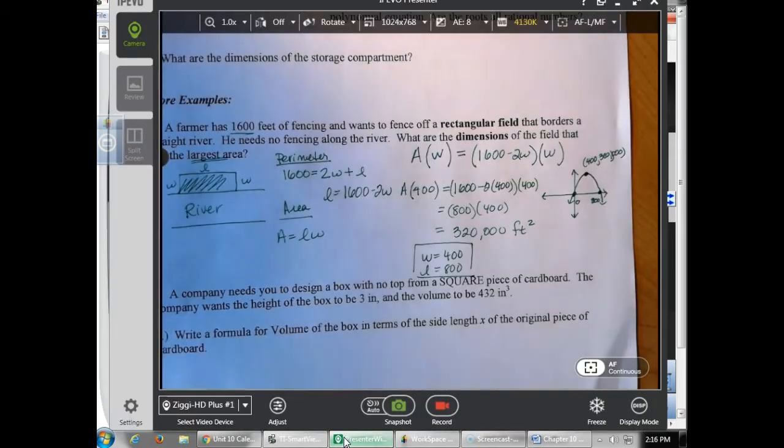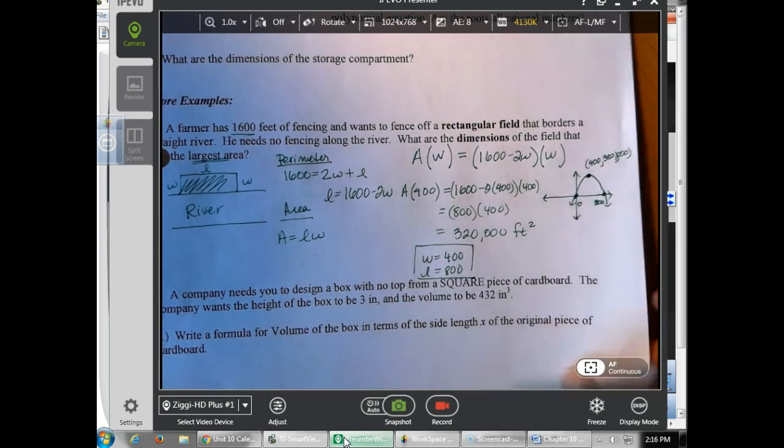All right, so our answer is we would have a width of 400 and a length of 800. Okay, let's do another one.